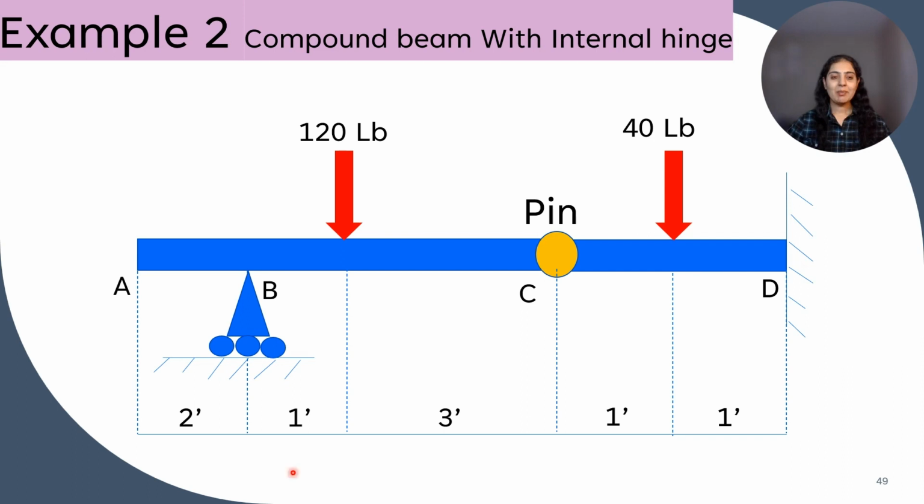So, in the problem, this is beam AB, BC and CD. And BC and CD are connected by a pin. Here, the unit system is foot and pound. The load of 120 lb is acting on BC at a distance of 1 foot from support B. AB is overhang of 2 feet length, and force of 40 lb is acting at the center of the member CD.